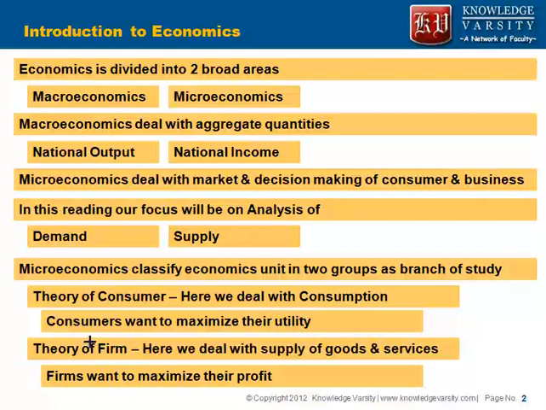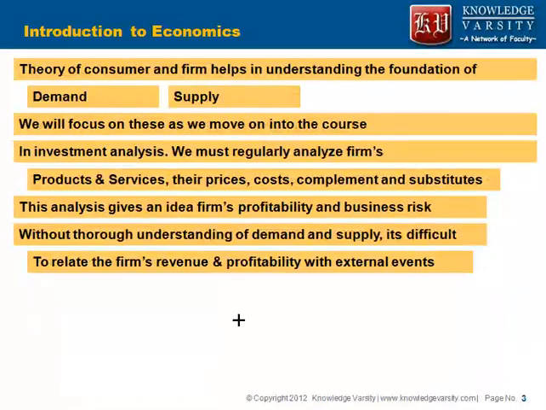Next we have the theory of the firm. Here we deal with the supply of goods and services. Take Apple, for example. Apple is providing products like iPod, iPad or iPhone. Please note that there are some firms which provide services also. Apple, for instance, provides you with the repair of the iPhone. These are your firm supply. The firm's intention is to maximize profit, whereas consumers want to maximize utility.